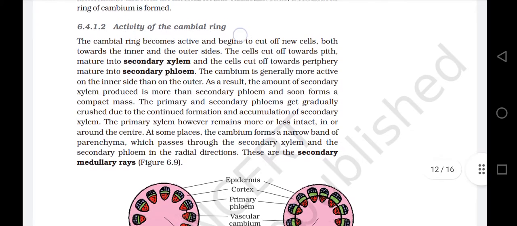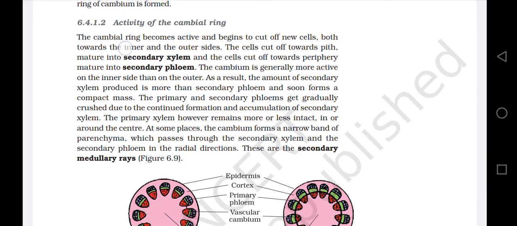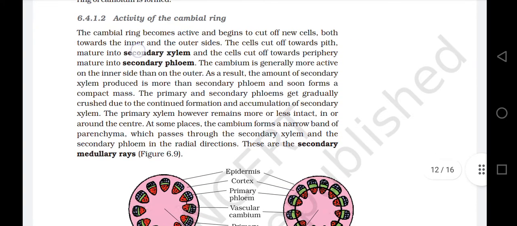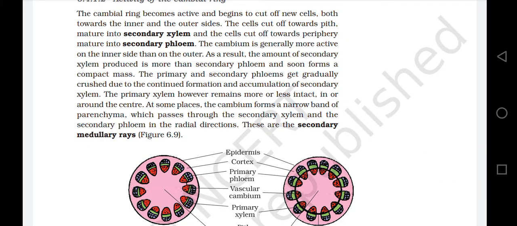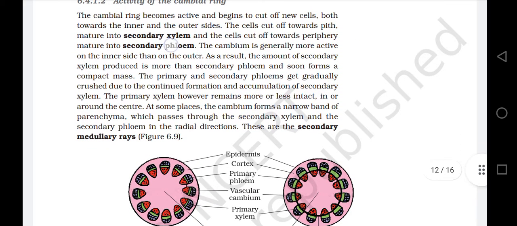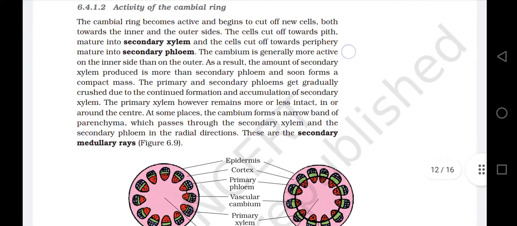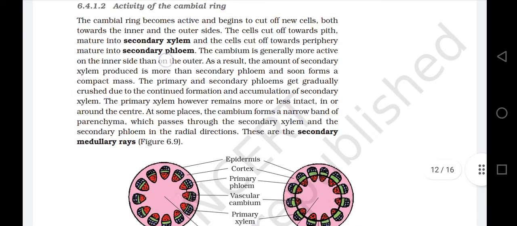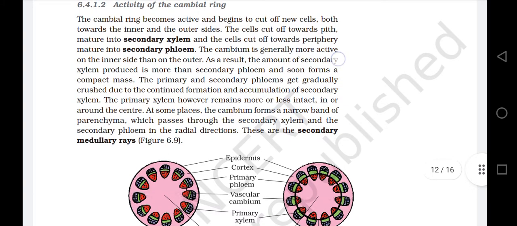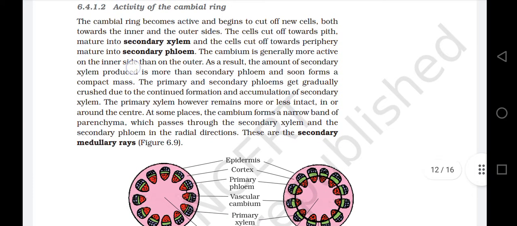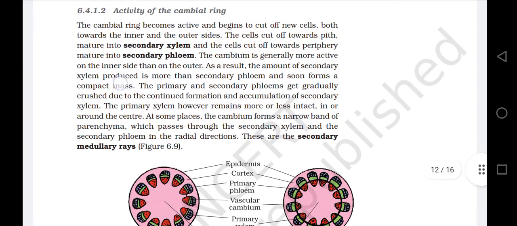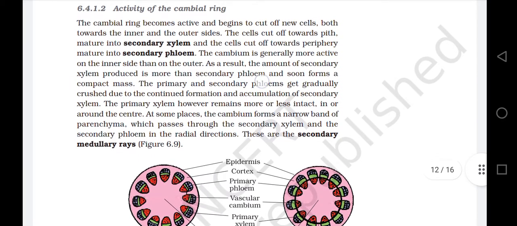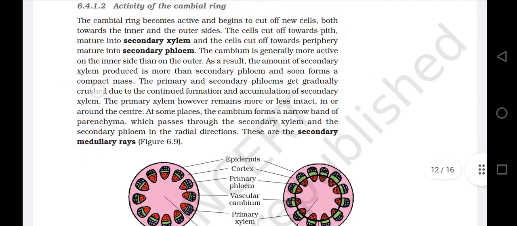6.4.1.2 Activity of the cambial ring. The cambial ring becomes active and begins to cut off new cells both towards the inner and the outer sides. The cells cut off towards the pith mature into secondary xylem, and the cells cut off towards the periphery mature into secondary phloem. The cambium is generally more active on the inner side than the outer. As a result, the amount of secondary xylem produced is more than secondary phloem and soon forms a compact mass.